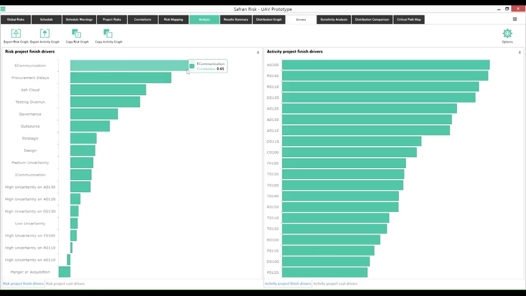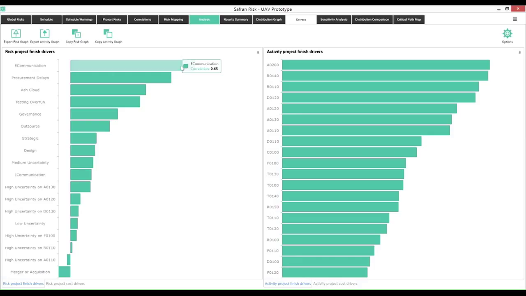Unfortunately, the best number we have is this correlation metric, right? Because that's really what we're doing here. We're measuring the correlation between either the risk and the project finish or an activity and the project finish, right? Remember, correlation is just a measure of how related these two items are, right? So what we can gather from this is this communication risk is the strongest risk driver. It most likely correlates to driving the project finish date. But it doesn't give us insight into what the cost and schedule impact is. It just says, yep, it's a driver, right?